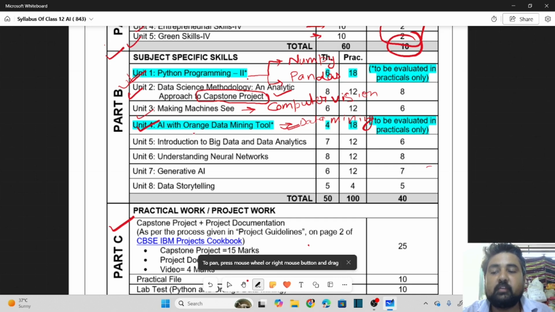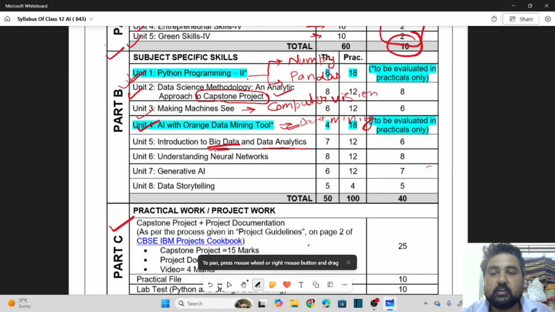Now unit number 5 is introduction to big data and data analytics. Here you have to study the huge amount of data. The introduction to big data helps you understand what data is needed to create artificial intelligence machines. Then, properties, features and limitations of big data, as well as data analytics.